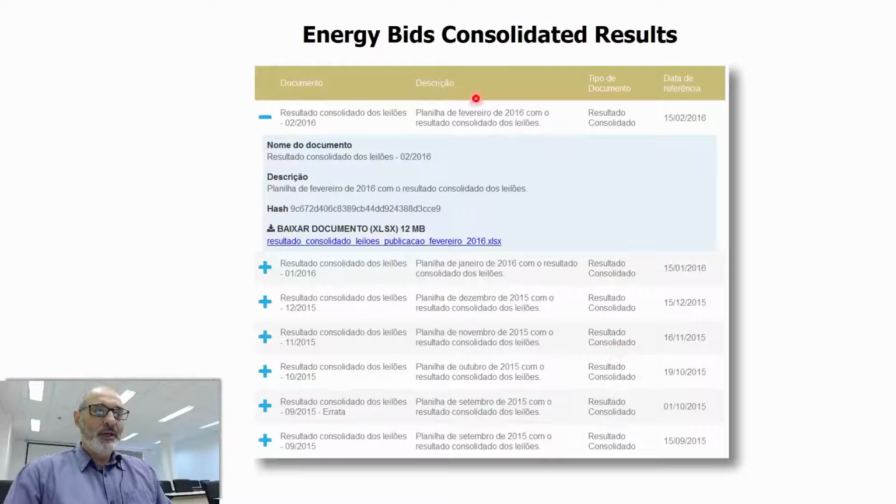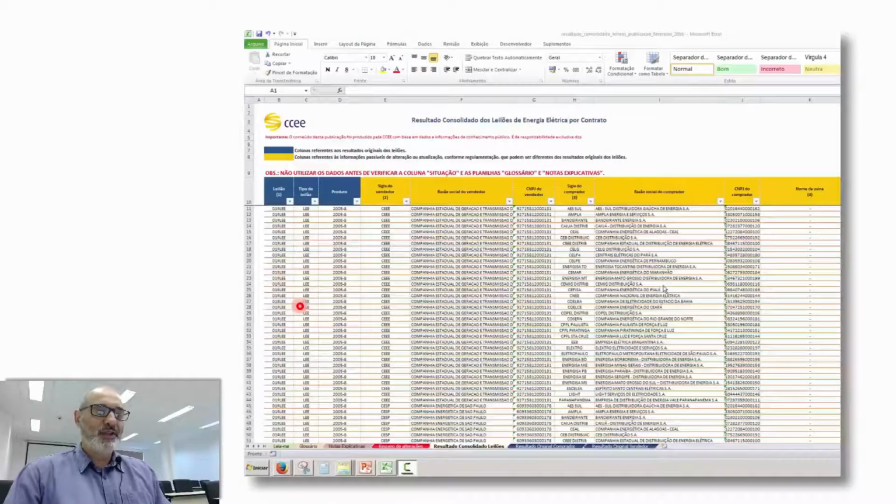For instance, you have, as I was mentioning, the energy bids, and what they publish. This is a print of their site. So you have all the results, okay, of the bids, the consolidated results. You click on this, and you have a spreadsheet like this one, okay, and this spreadsheet is very, very detailed. It contains a lot of details. I don't know if you managed to see that.